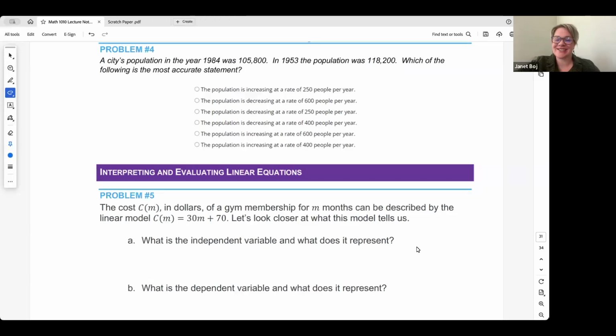Hello, today we're working on section 1.4, modeling with linear functions. We're going to do the Let's Practice problem number 4.